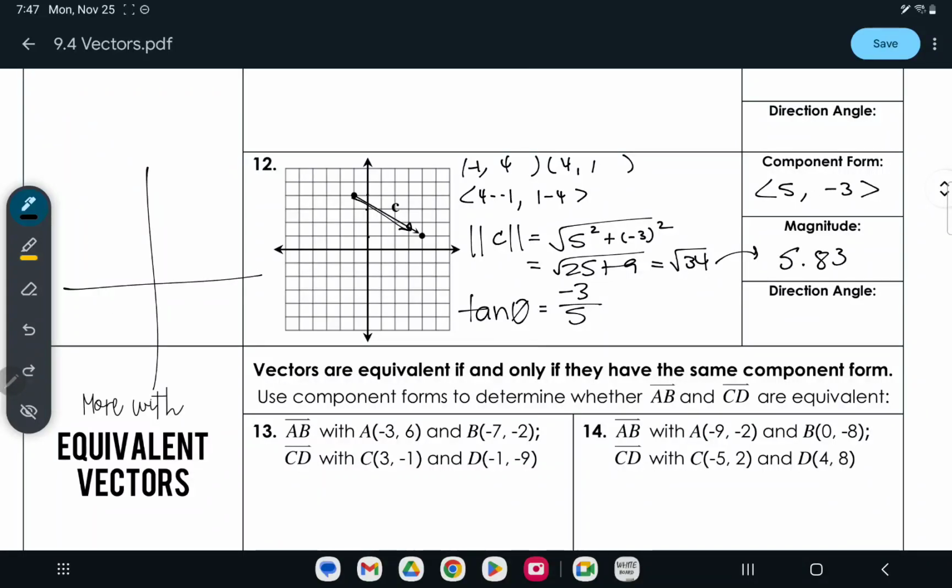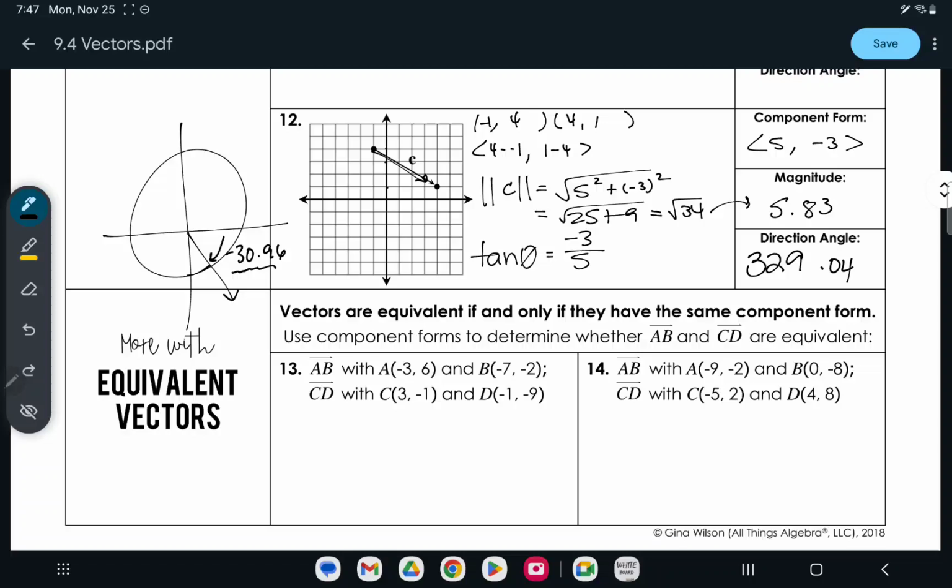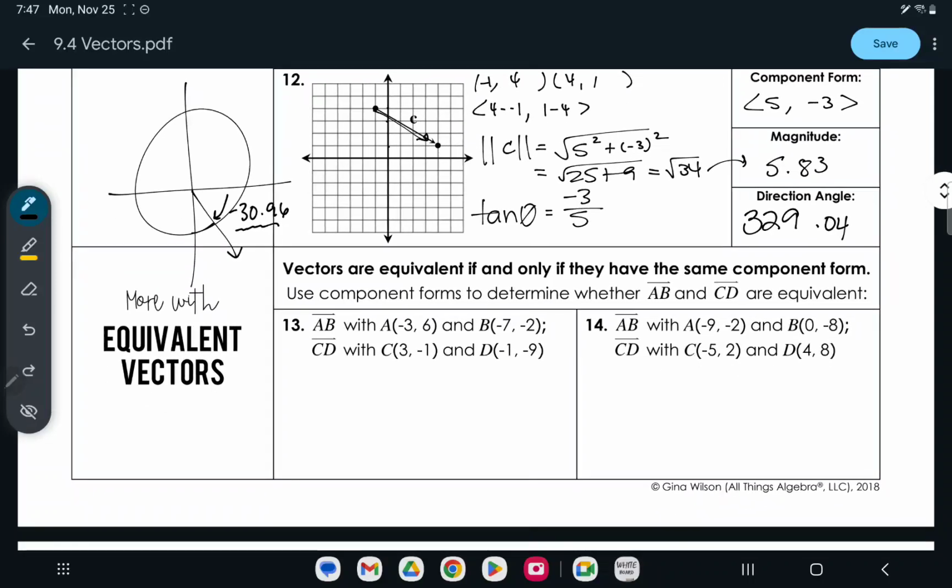So let's see where we're at. So directional wise, we're 5, -3, so we're somewhere here. So the negative angle it gave me is -30.96. I need to be in this quadrant anyway, but I don't really want a negative angle, so I need to add 360. So if I add 360, I get 329.04.